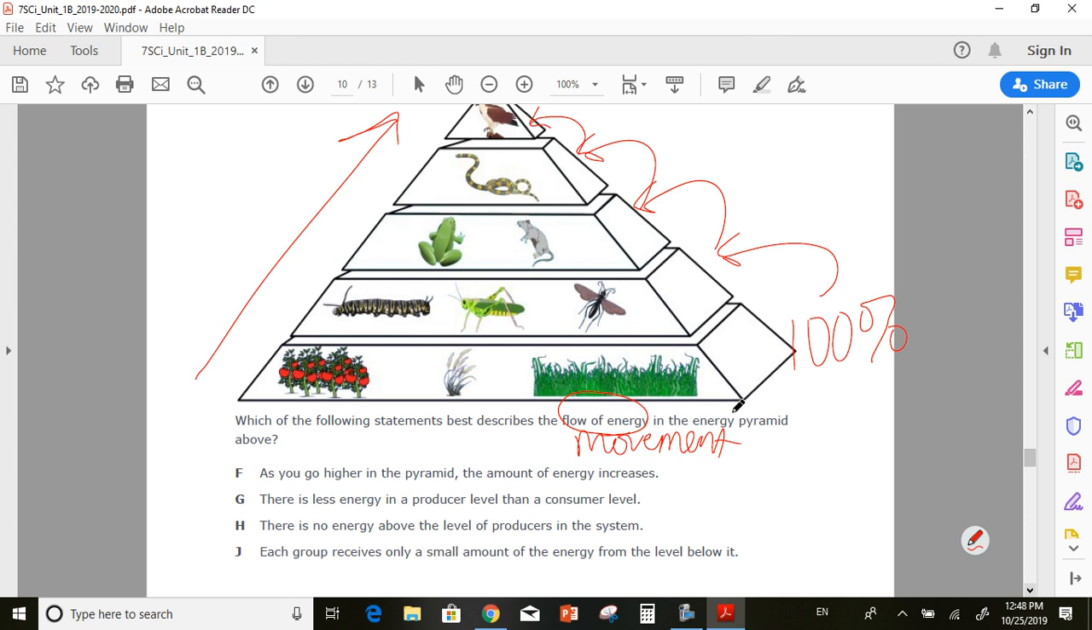F says, as you go higher in the pyramid, the amount of energy increases. That's not true. The second part's not true. There is less energy in the producer than there is in the consumer. Well, actually, the producer has 100%. Everybody else has less than 100, so no. Letter H, there is no energy above the level of producers in the system. That's false. There is energy. And letter J says each group receives only a small amount of energy. That is correct. They only receive 10% from the level below. So J was your best choice.